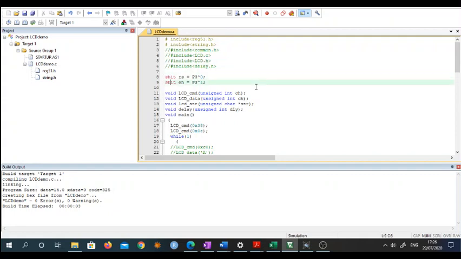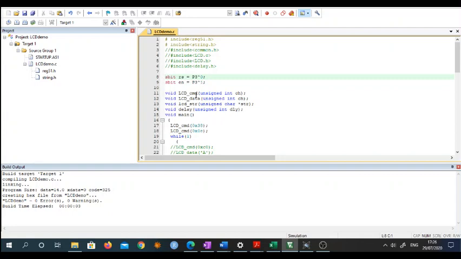Then coming back to this, sbit rs is 3.0. I have connected register select pin to the pin 3.0. You all know very well that sbit command is used to define the port pins with this label. So rs is the label I am assigning to pin 3.0. Sbit enable is 3.1.